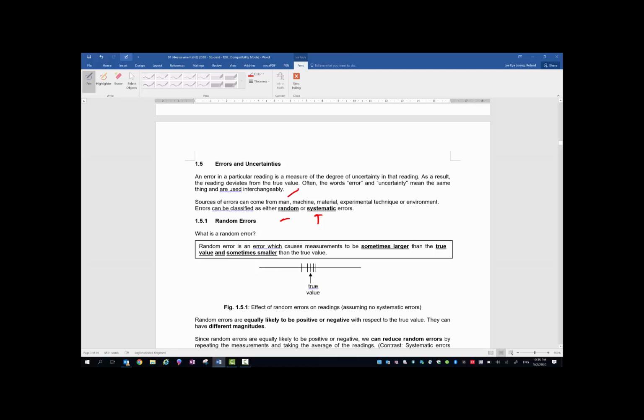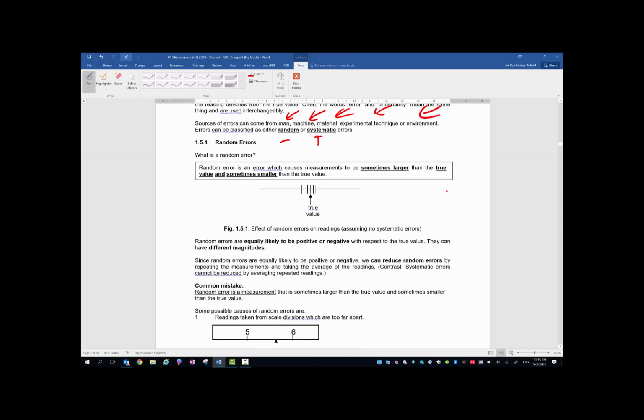Now, why is there error? The error can come from human, and actually most of the time it is human error. The error can come from the machine, the instrument, the technique, the material, the environment, maybe the temperature, maybe it's very hot, it causes the measurement to be wrong. But just remember, an error is an error. An error is not a measurement.